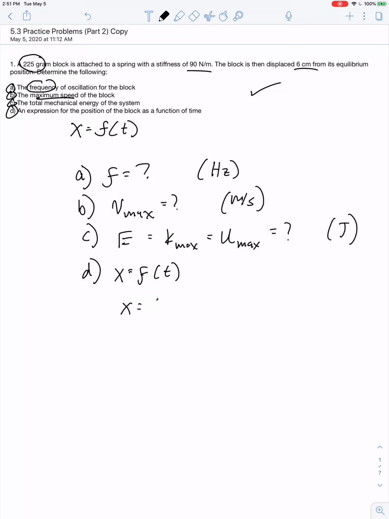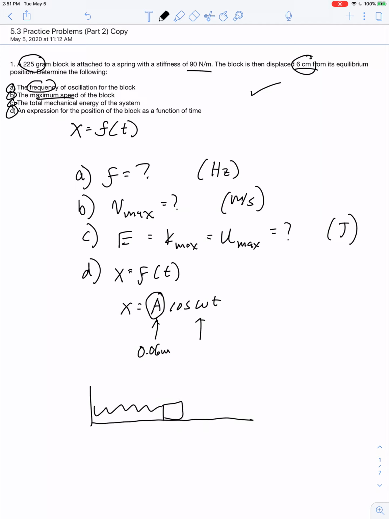Well, we know it follows the form x equals A cosine omega t, so we're really just seeing, can you figure out what an expression is for omega? We certainly know what A is, 0.06 meters, because we're told the amplitude was 6 centimeters. If you want to draw a picture of this, easy to do. Block and spring, the mass is given as 0.225 kilogram, and the k value is given as 90 newtons per meter.